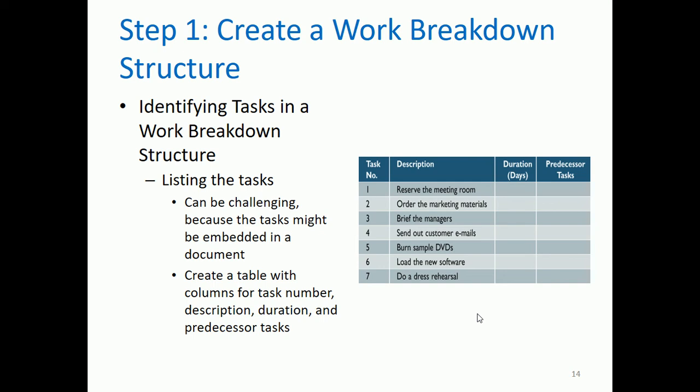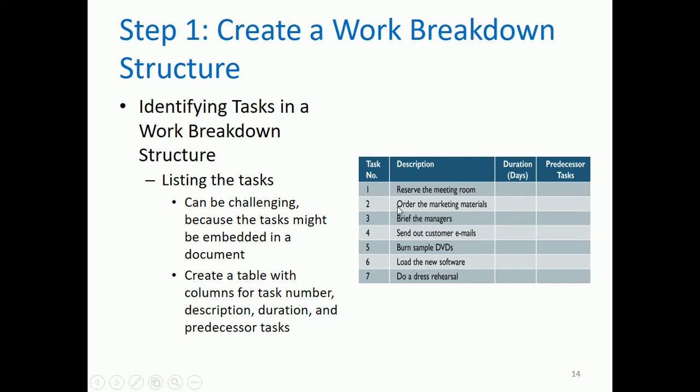So we have to create a table with columns for task number, description, duration, and predecessor tasks. We have an example here. We have 7 tasks that are identified, and you have to list them one by one. For task number 1, reserve the meeting room. Later on, we're going to put the duration and the predecessor tasks.